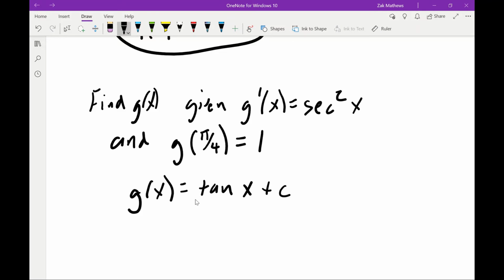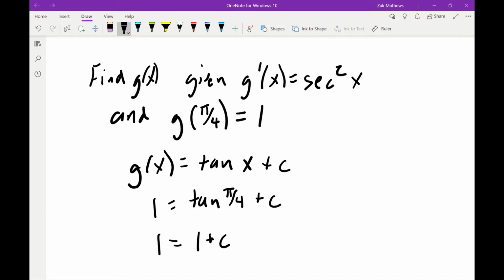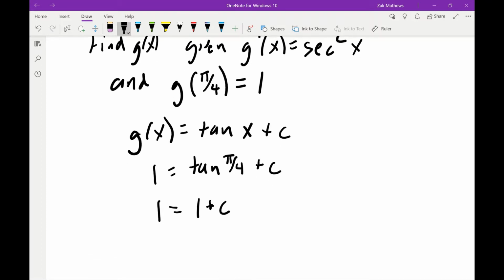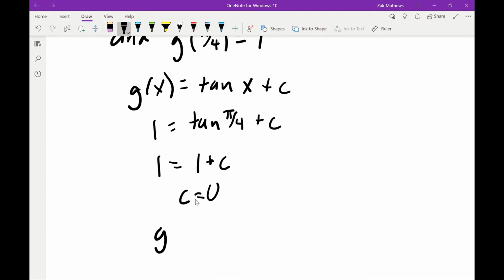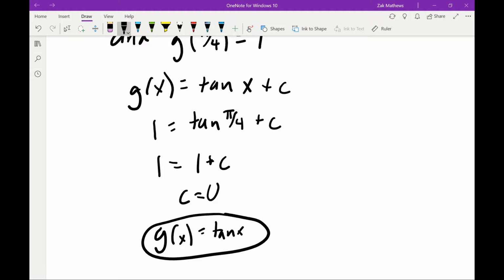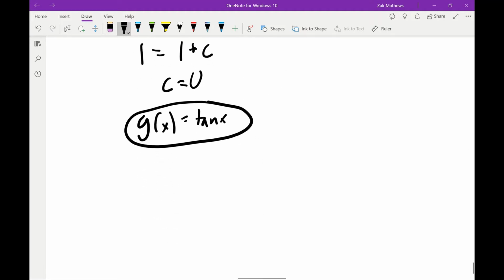Now I'm going to put in my extra information. So 1 is equal to tangent pi over 4 plus c. So when we take the tangent of pi over 4, we just get 1, and then solving for c, we get c to be equal to 0 once again. So our function is just tangent x. We have a 0 as a plus c again. Not all c is going to be 0, of course. Let's do one where maybe it's not equal to 0.